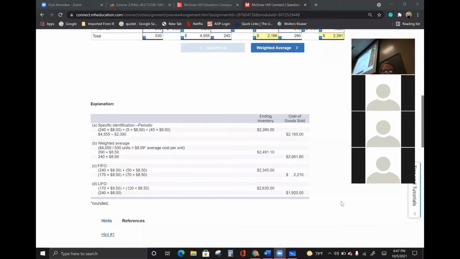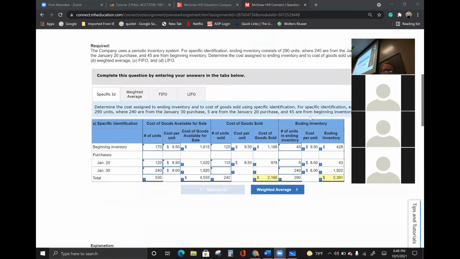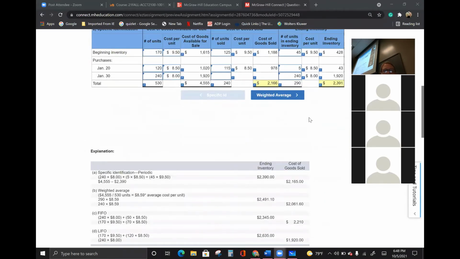Did I lose y'all? Yeah, for a minute. Yeah, you're back. Okay, did y'all see that I went to number 3 on homework? Yes. Okay. Can y'all see the page now? Yeah. Okay.